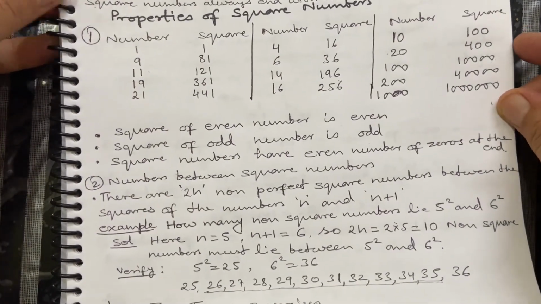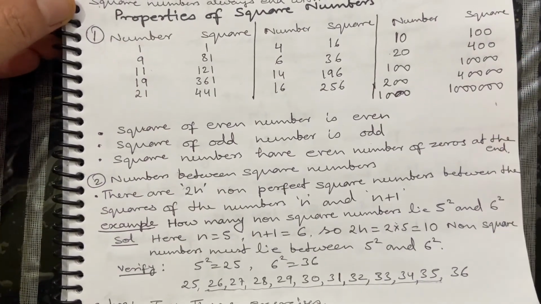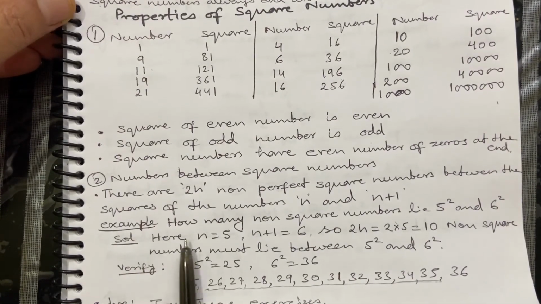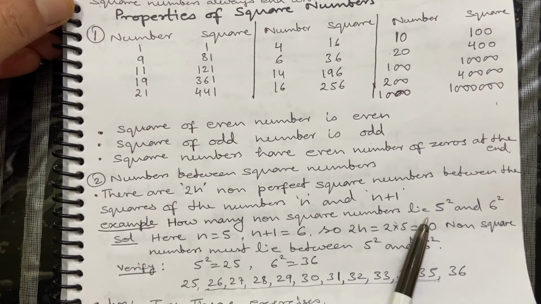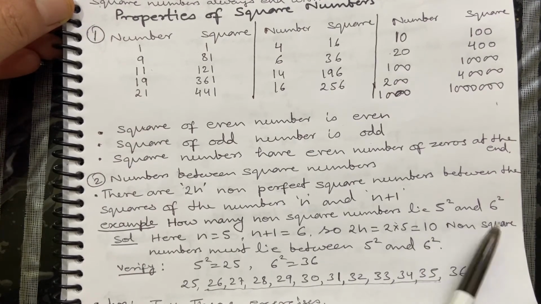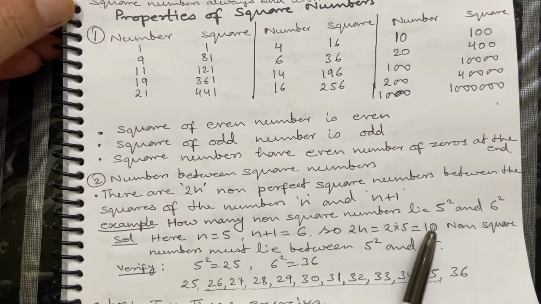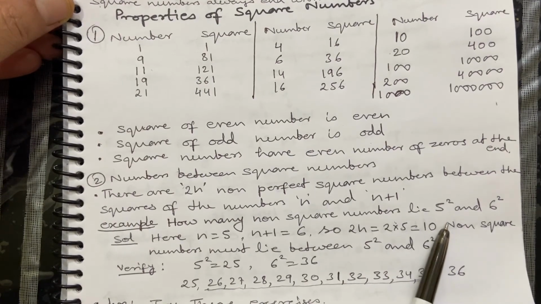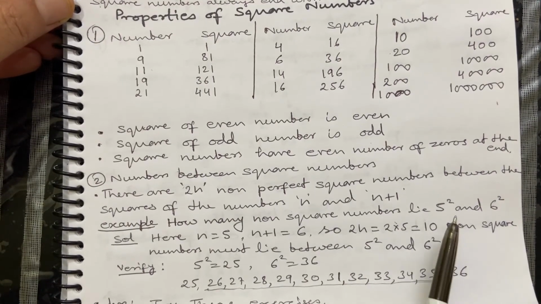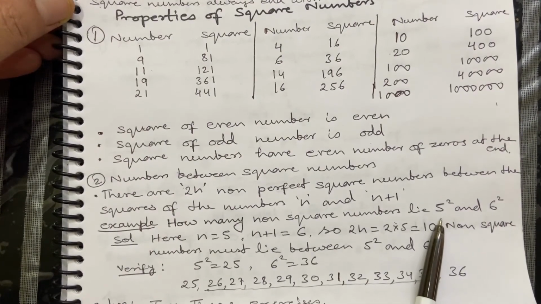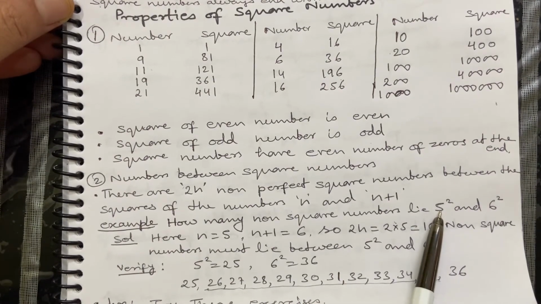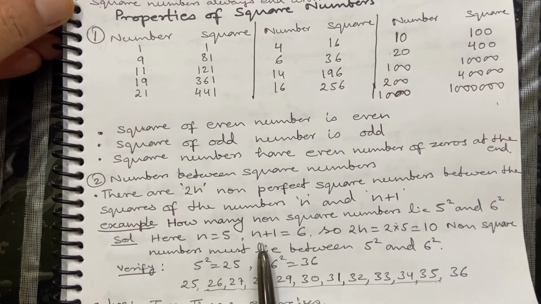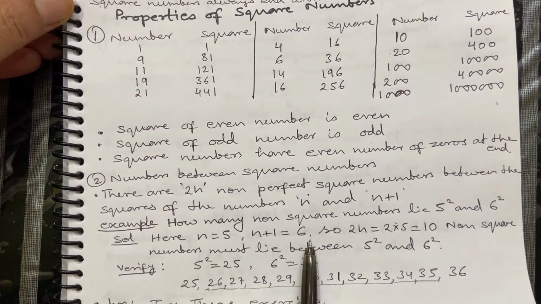Let's make it clear with the help of an example. Suppose one question is, how many non-square numbers lie between 5 square and 6 square? Suppose you have to solve this question. So what is n? How do we solve it? We assume n as 5 and the next number n plus 1 will be 5 plus 1, that is 6.